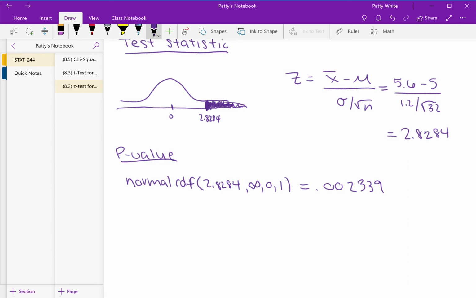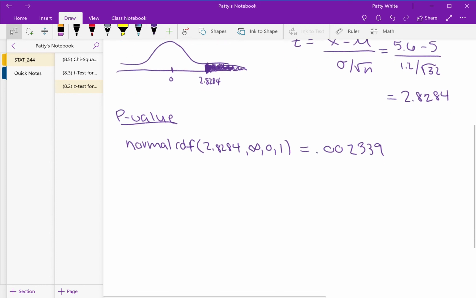This is our p-value. Now, if we had a two-sided p-value, if we would have shaded area over here, then I would need to multiply this p-value by 2. But since I just have a one-tailed test, the area in the tail from this test statistic all the way to infinity is 0.002339. So now that I have my p-value, we can make a decision.